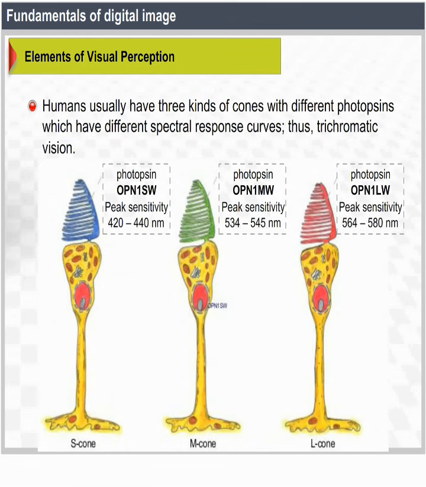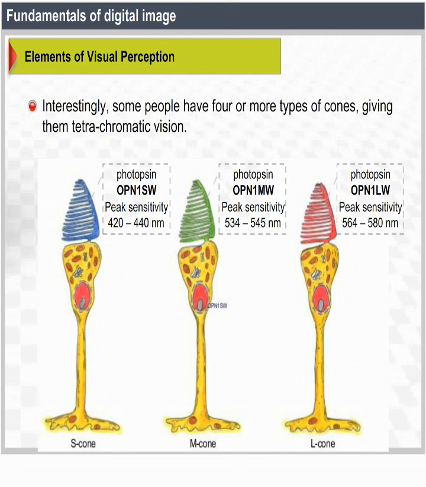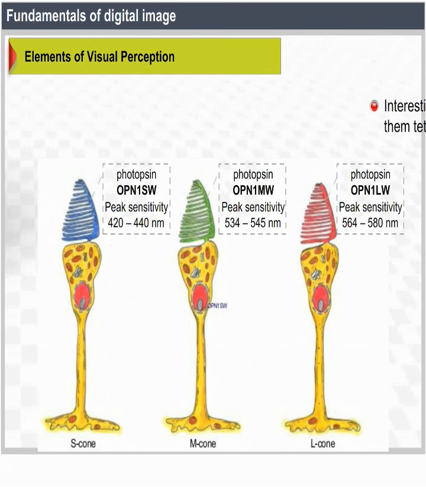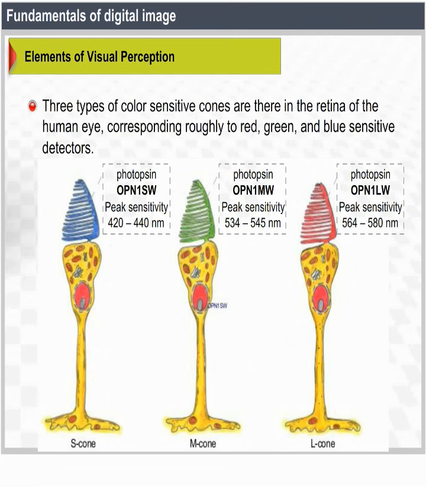Humans usually have three kinds of cones with different photopsins, which have different spectral response curves, resulting in trichromatic vision. Interestingly, some people have 4 or more types of cones, giving them tetrachromatic vision. 3 types of color-sensitive cones are there in the retina of the human eye, corresponding roughly to red, green, and blue sensitive detectors.